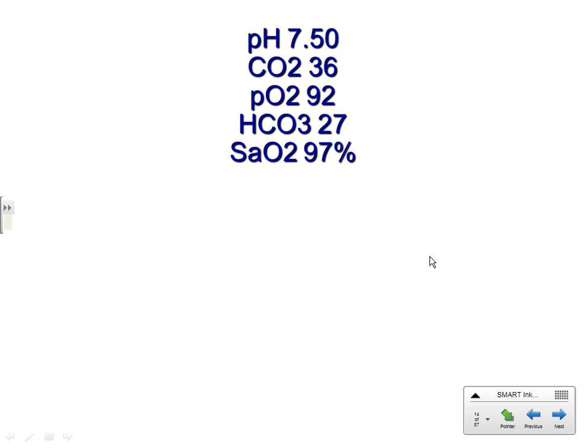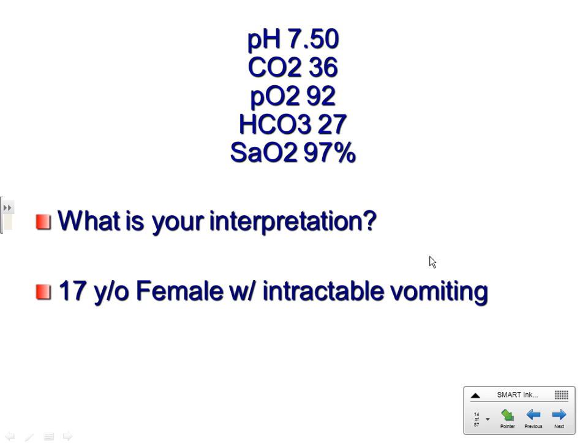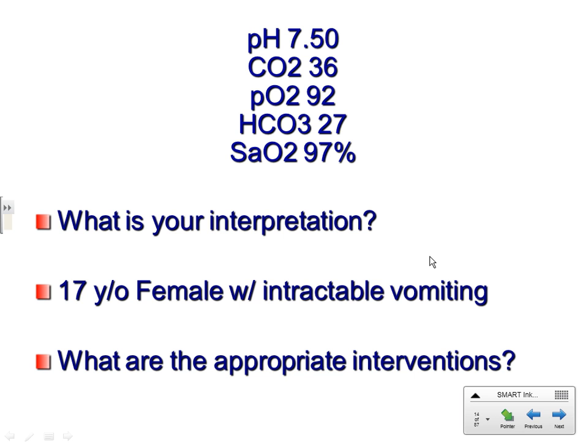pH is 7.5. What do we have? Alkalosis. What's the CO2 telling us? It's normal, so what's our guess? Metabolic alkalosis. 17-year-old female with intractable vomiting. Perfect classic case. So what are we going to do for her? Antiemetics, fluids, and electrolytes.